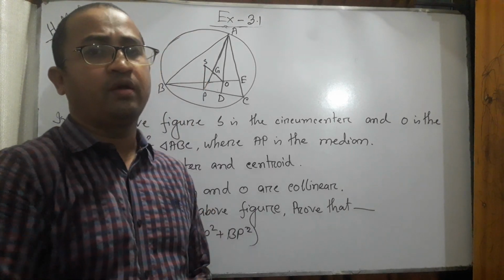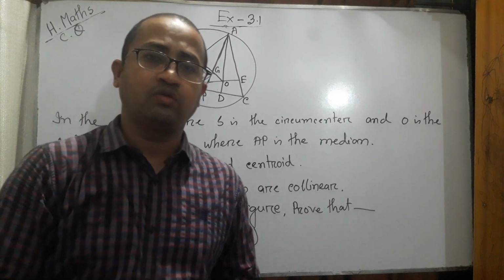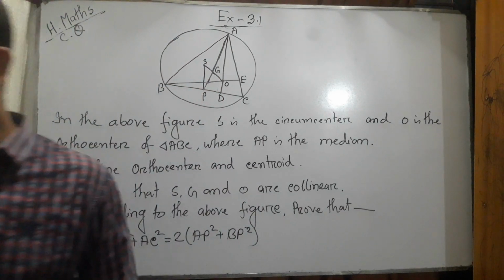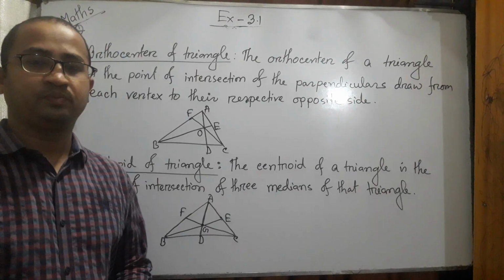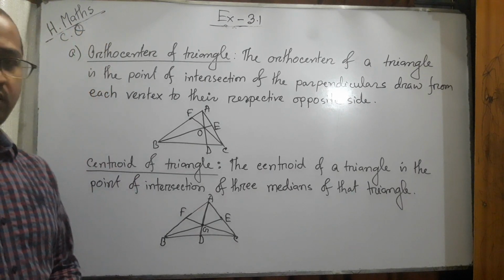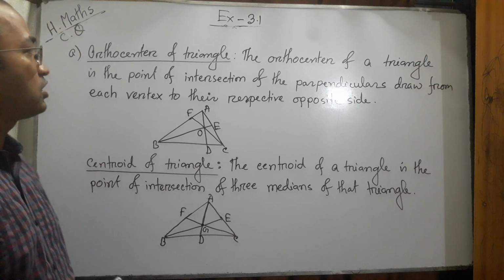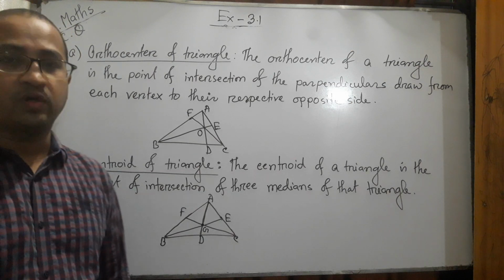At first you should note it. Then we will now solve it. Now question number A. It was to define orthocenter and centroid. Orthocenter of a triangle and centroid of a triangle.